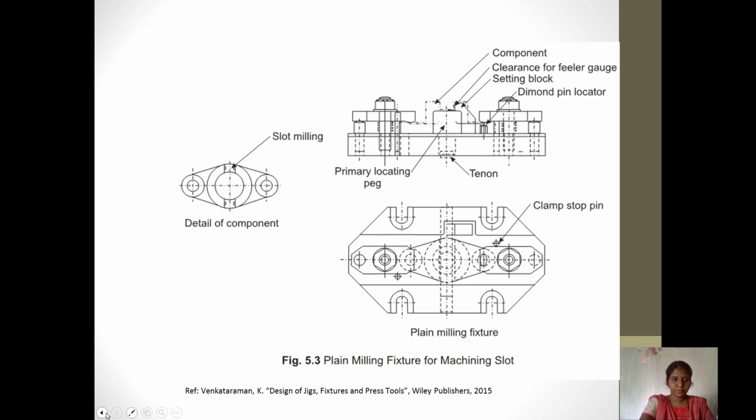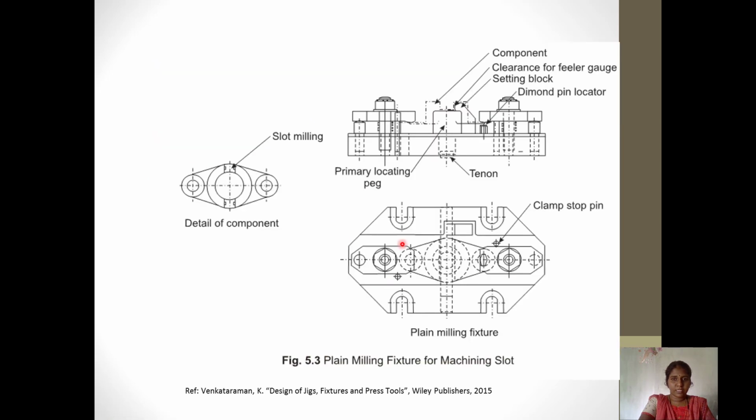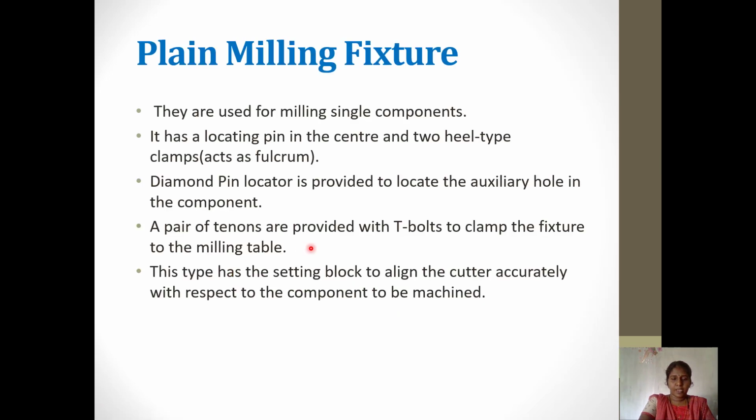Diamond pin locator is provided to locate the auxiliary hole in the component. So that is holding the auxiliary hole for the diamond pin locator is used. A pair of tenons are provided with T-bolt to clamp the fixture to the milling table. This type has a setting block to align the cutter accurately with respect to the component to be machined.